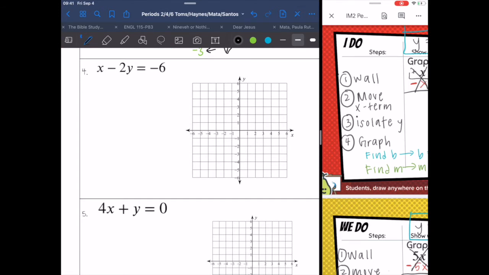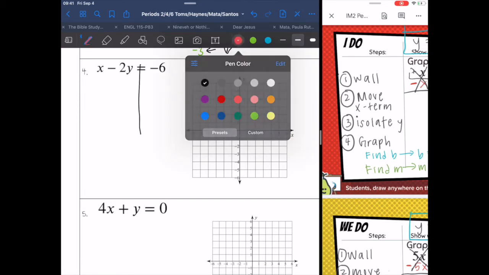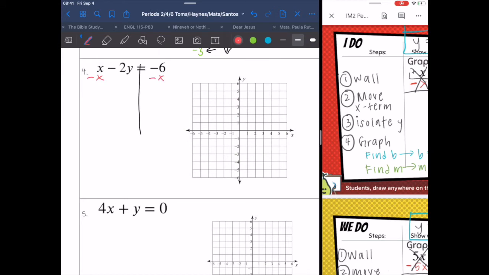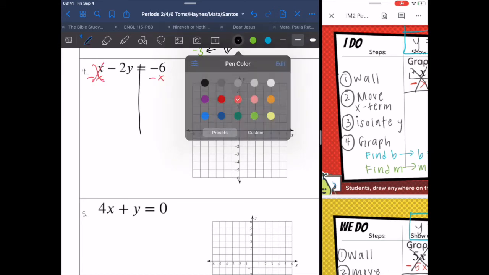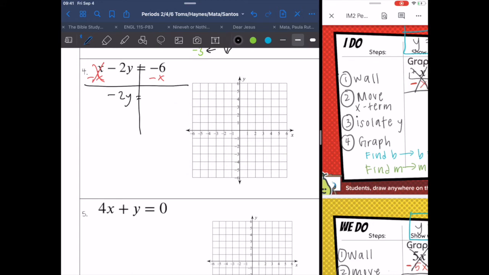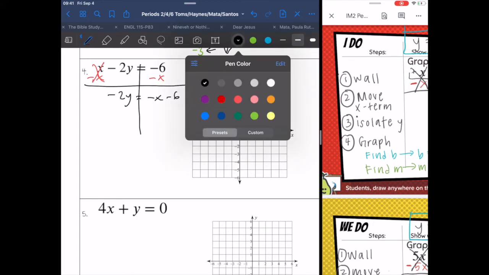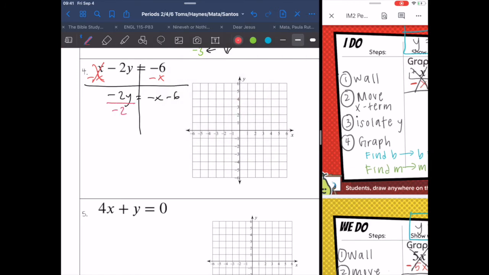We have the wall, and I'm going to explain less now because I've been explaining pretty intensely. Here we go. Now I'm going to move my x term to the other side. Negative 2y is equal to negative x minus 6. I do the inverse of multiplication, which is division, dividing all of the terms by negative 2. Y is equal to negative x over negative 2, plus negative 6 divided by negative 2, which is positive 3.